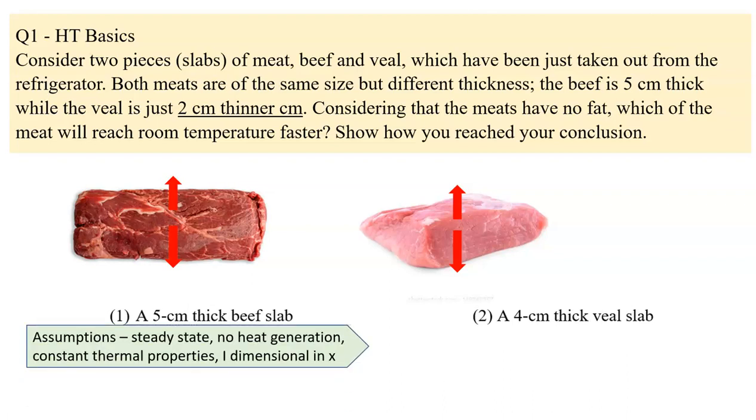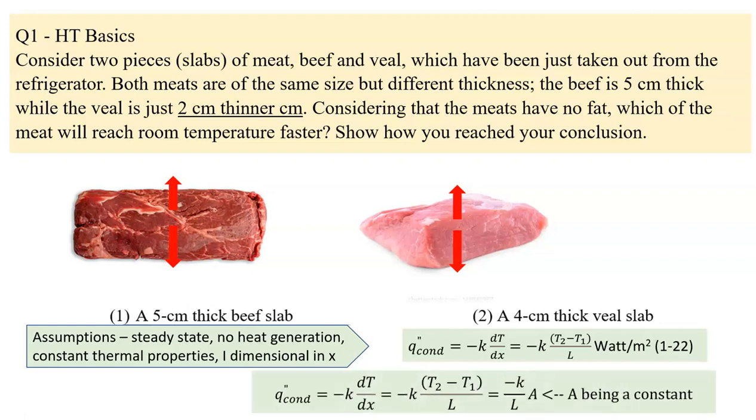As before, you have the assumptions: steady state, no heat generation, constant thermal properties, one-dimensional in x. You could add no fats, all meat. Here you use again equation 1.22, Fourier's law. It's conduction. This time it is the heat coming from the surroundings to the center of the meat, because it came out of the refrigerator. So again, same procedure as you should have done with the walls.